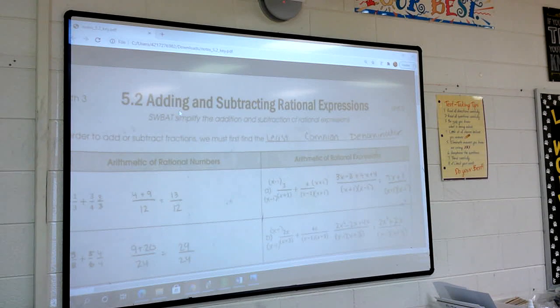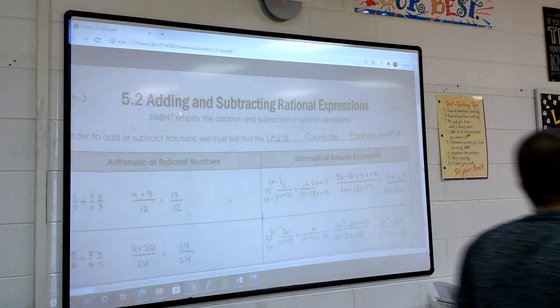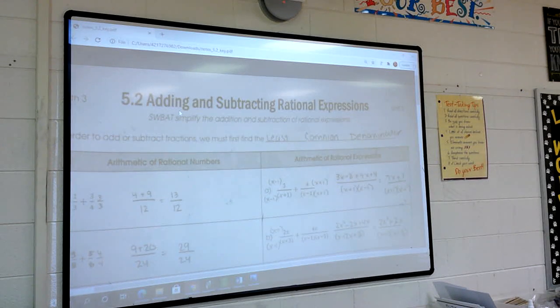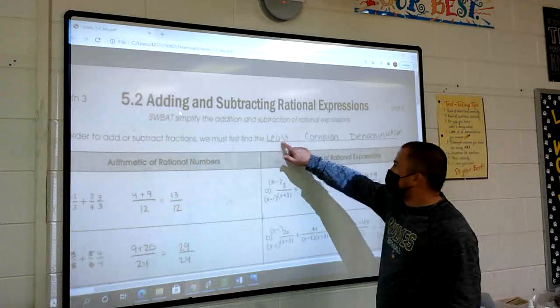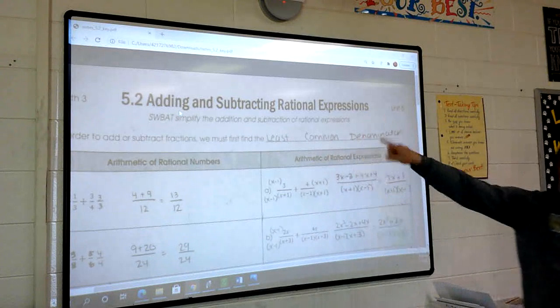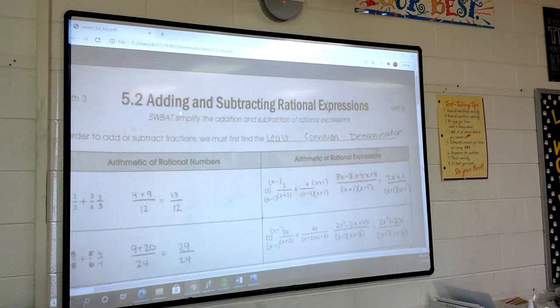At with adding and subtracting rational expressions, before we can add or subtract a fraction, the first thing we have to be able to do is find what's called the least common denominator. It's LCD, least common denominator. So that goes in the blank at the top of your page. Before you can add or subtract a fraction, you have to find the least common denominator. So that's the first thing.